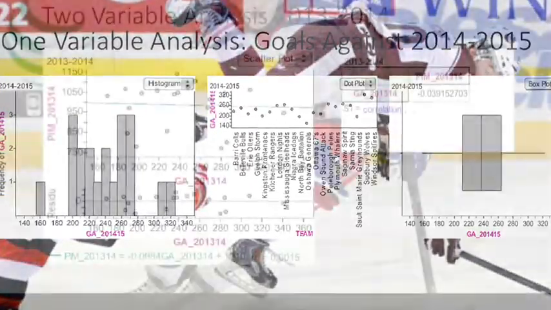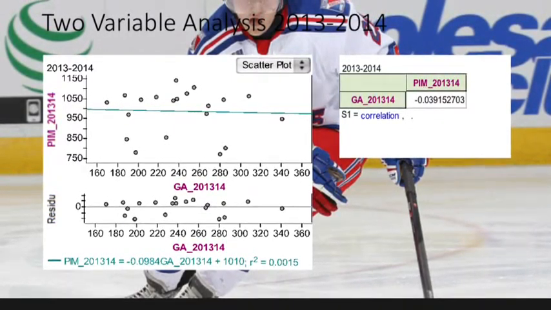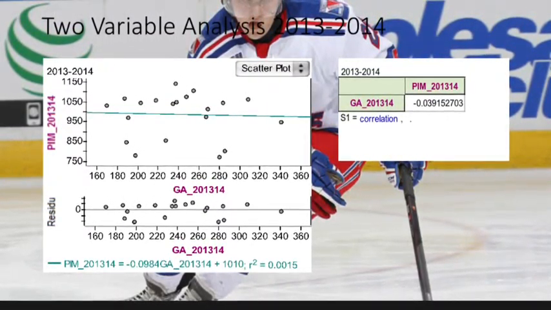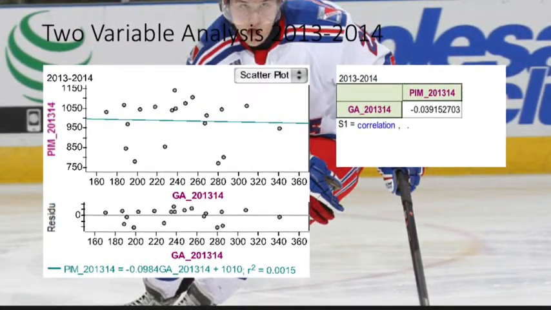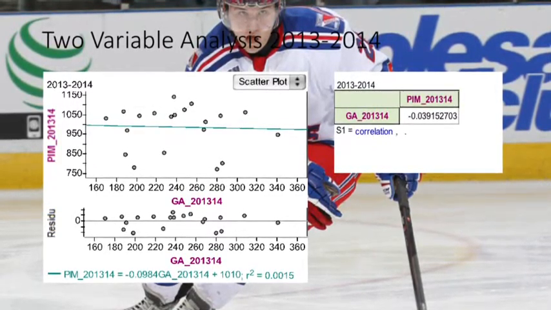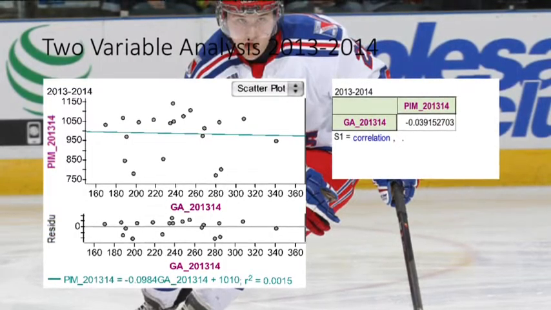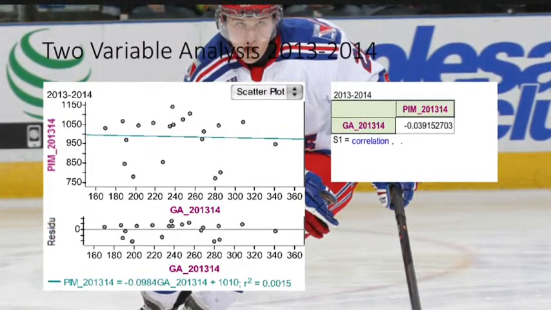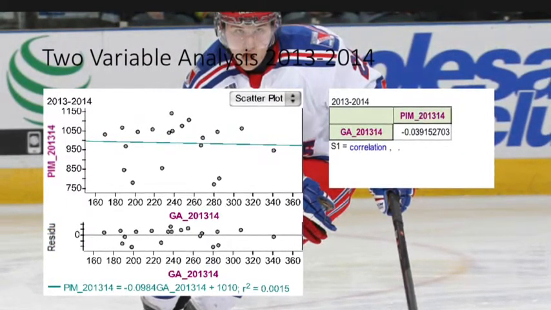Looking at the scatter plot for the 2013-2014 season, you can see that the trend line has a slight negative trend to it. This is because the correlation between penalty minutes and goals against in 2013-2014 was negative 0.0391. The equation of the graph does not do any more justice. The equation tells us that one penalty minute averages negative 0.0984 goals against.